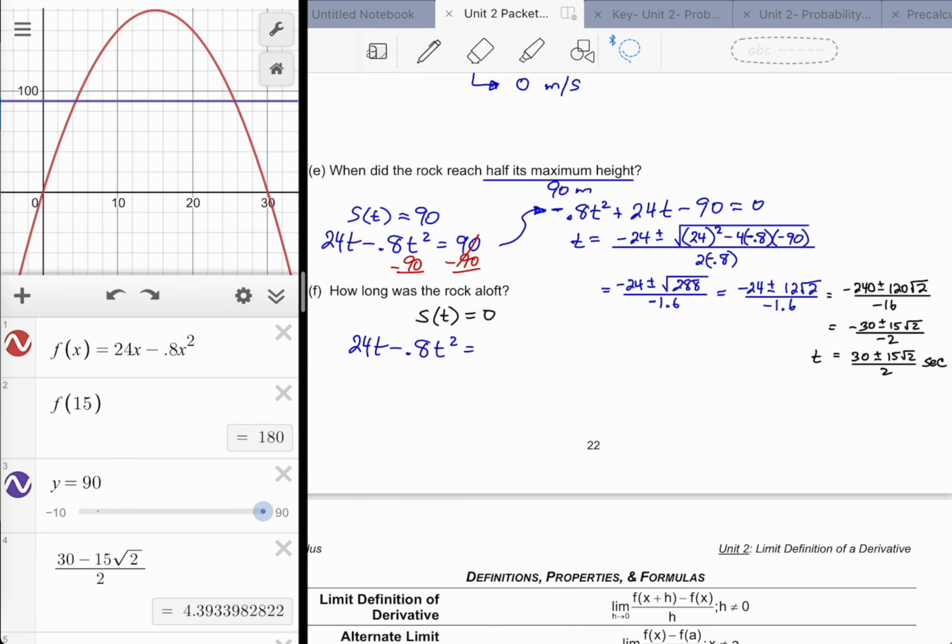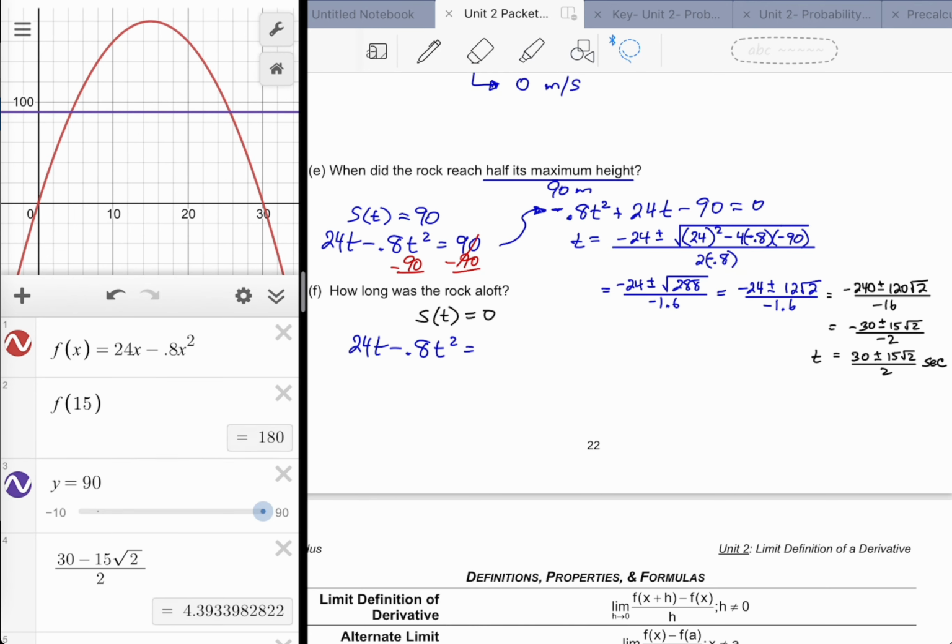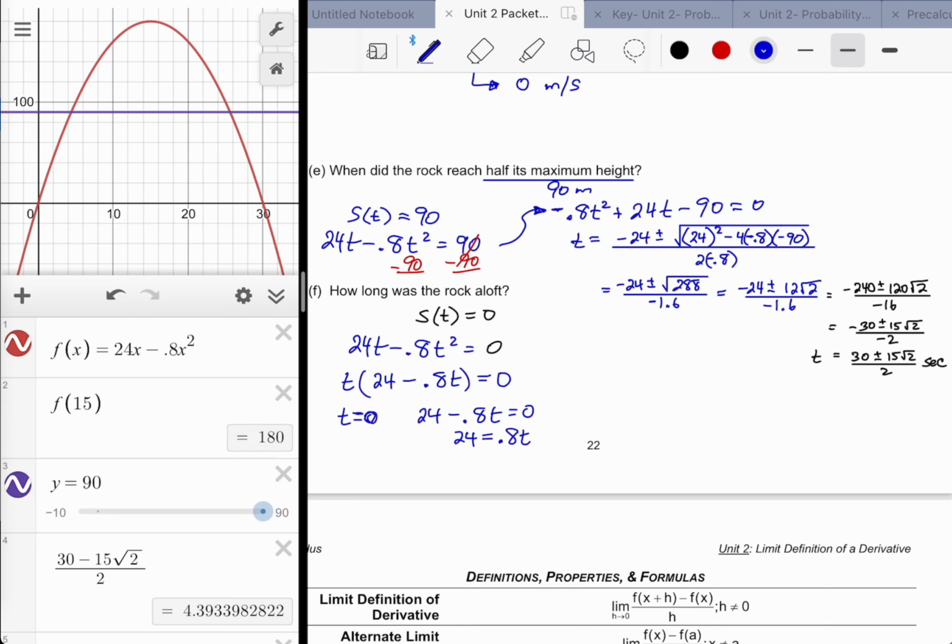All right. So set it equal to 0. Now, fortunately, this is just a clean GCF situation. Factor out a t. You could also factor out a 0.8, but it's not really necessary. So t times (24 minus 0.8t) equals 0. Set each factor equal to 0 and solve. t equals 0. We already knew that. 24 minus 0.8t equals 0. So 24 is equal to 0.8t. Divide both sides by 0.8, and you get t equals 30.